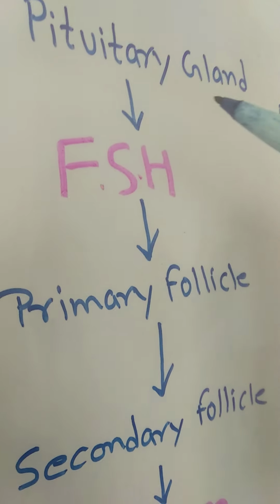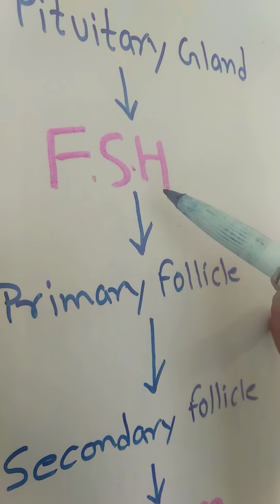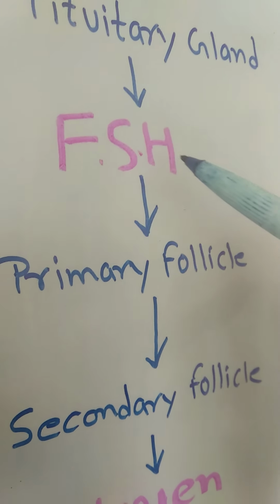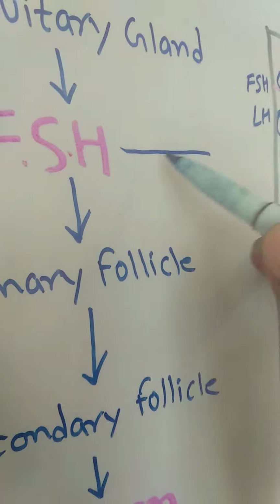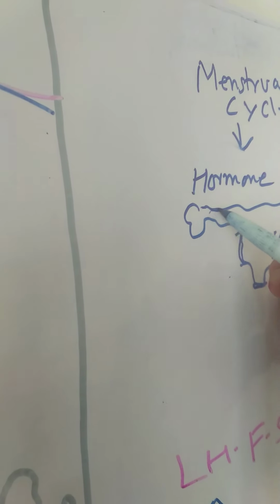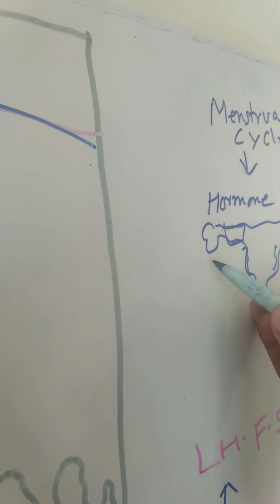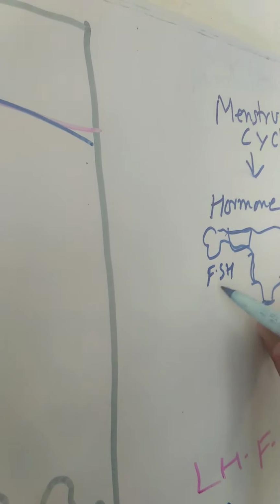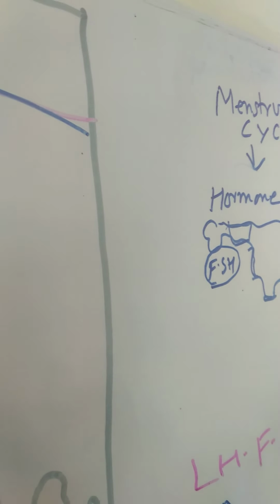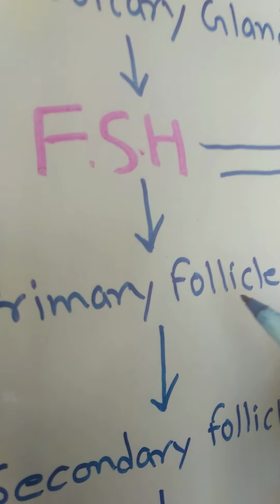So let's understand. The pituitary gland releases one hormone called FSH, follicle stimulating hormone. In the diagram you can see these are the follicles of the female reproductive part. So here we need one hormone from the pituitary gland, called follicle stimulating hormone. This follicle stimulating hormone helps in the development of the primary follicle.